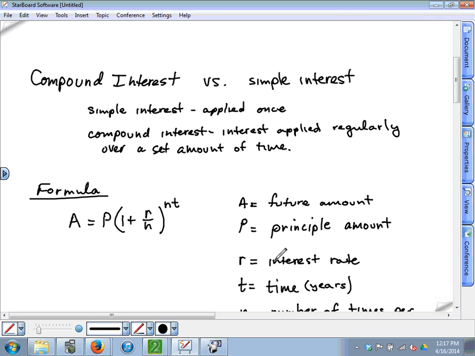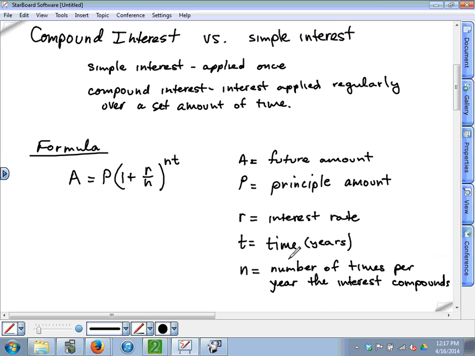R stands for the interest rate. Oh, we skipped P. P is the principal amount. Does anybody know what the principal amount even means? The beginning amount. If you invest $10,000, then what's the principal? $10,000. Or if you borrow $10,000, then that's the principal amount. R is the interest rate. T is time, and in this formula it's measured in years. Because usually when you make an investment, you invest for a long period of time.